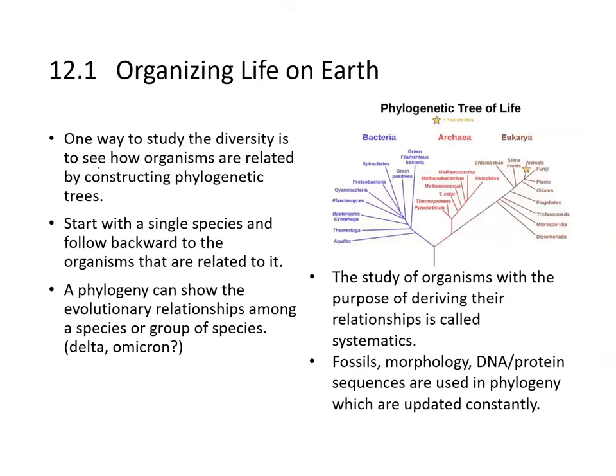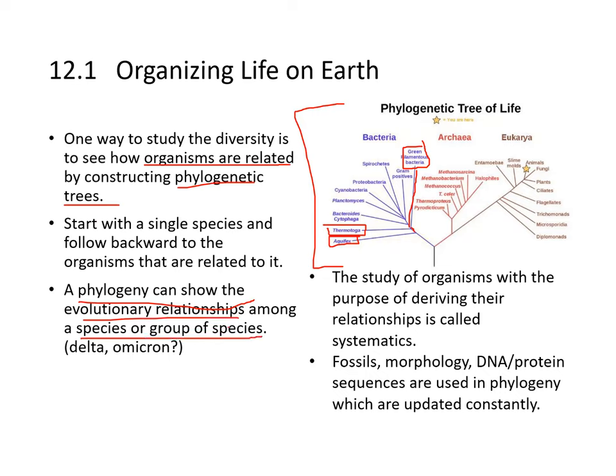One way to study diversity is to see how organisms are related by constructing a phylogenetic tree. A phylogenetic tree is shown here. Start with a single species and follow backwards. Green filamentous bacteria here, if you follow this backwards, you see it branched off from Thermotoga, which branched off of Aquifex. So it suggests that an evolutionary relationship exists between species and or groups of species.